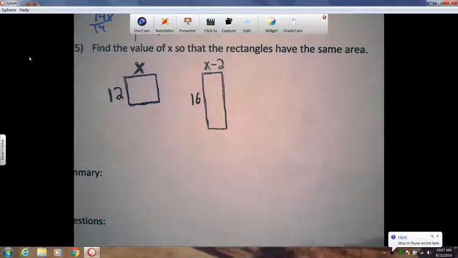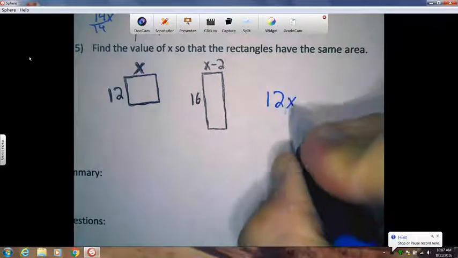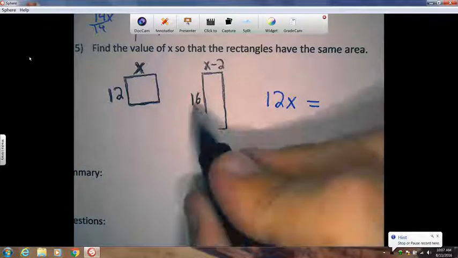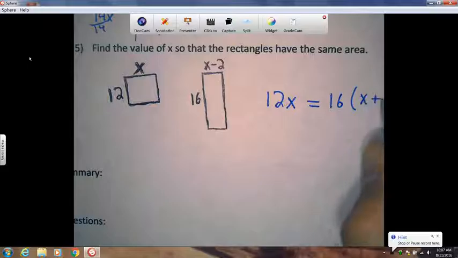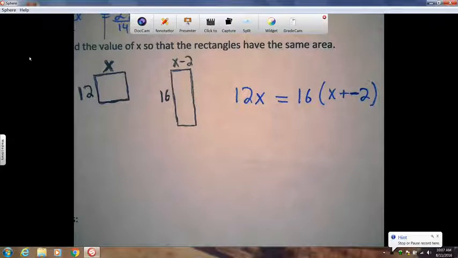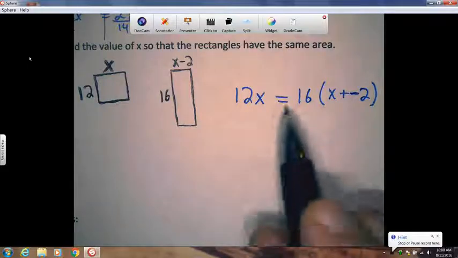So to find the area of this one, I do 12 multiplied by x. And if they're the same, that means it has to equal 16 multiplied by x plus negative 2. Notice how I used addition of the opposite. So make sure you look at that. If they have the same area, that means they equal each other. So there's my equal sign.